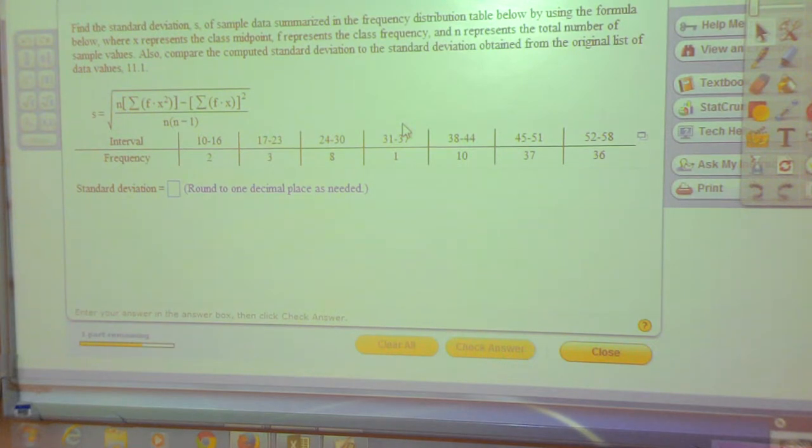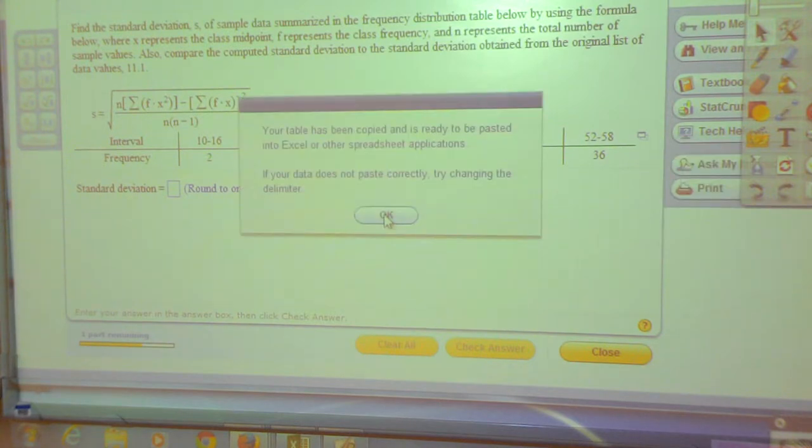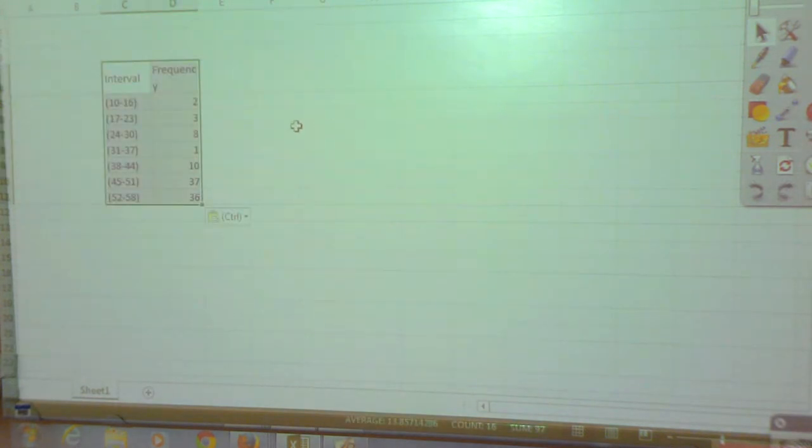Okay, so we're going to have to find out what the mid-range is. 10 plus 16 is what? 26. Half of 26 is what? 13. So we need to organize this to where it'll be easy to do. So watch this. See this little box right here? Click on that. Copy table to clipboard. Take it over to your Excel spreadsheet. And look at there.